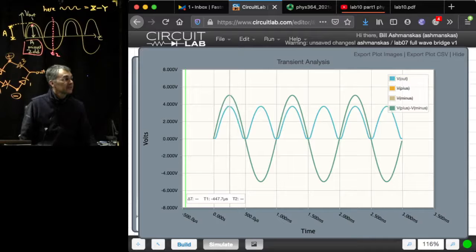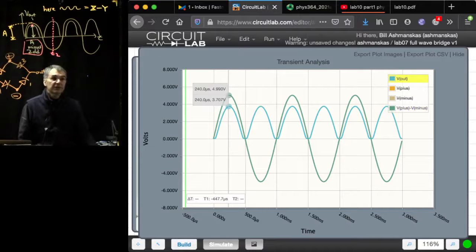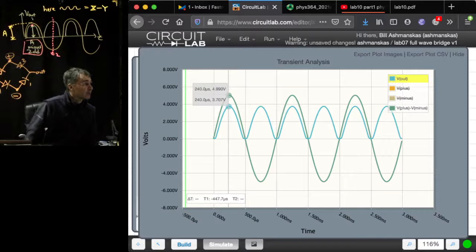And the output, you can see it kind of looks like the absolute value of the input. But then you say, what's the difference between our amplitude of the plus minus minus waveform and the peak of the output? It should be 2 diode drops below. So there's basically 5 volts versus 3.7.